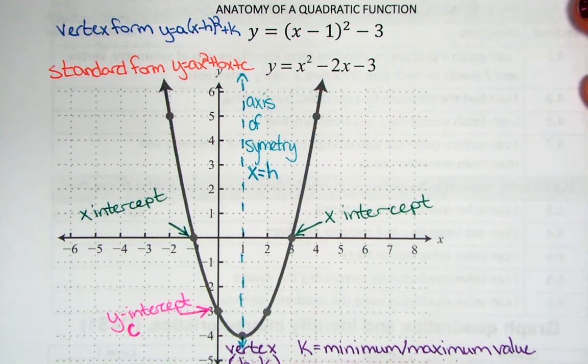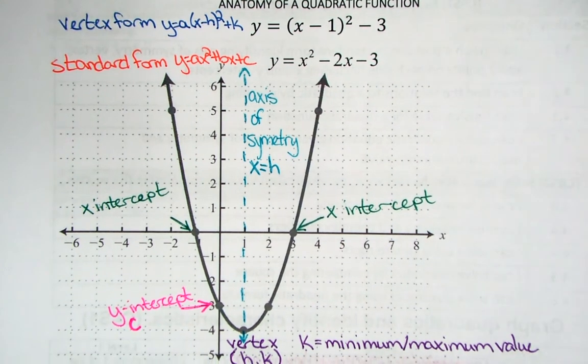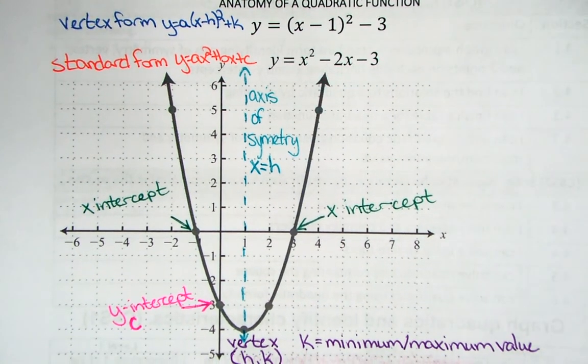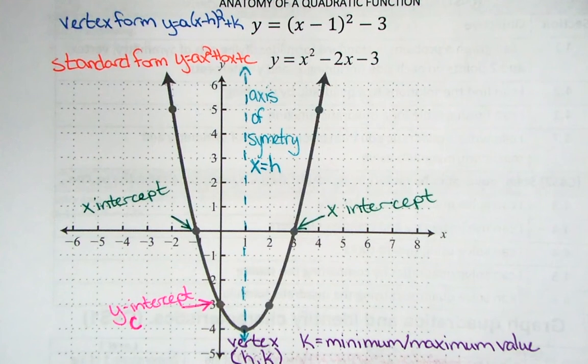H and k still give me my vertex. The a still tells me whether it's opening up or down and how wide or how narrow it will be. H is still the opposite sign of what it appears to be. The difference is that instead of it being a V shape, it will be a parabola or a U shape.